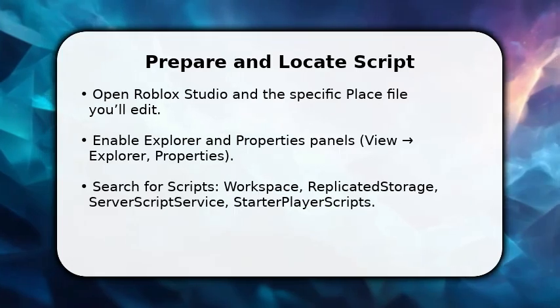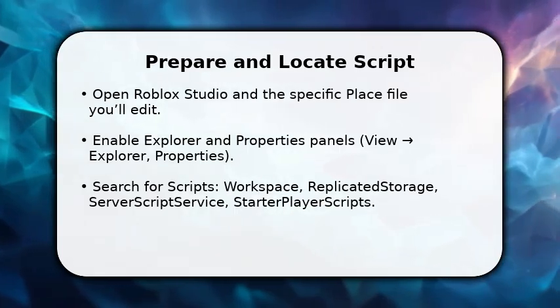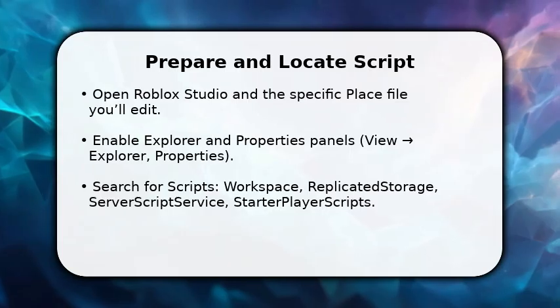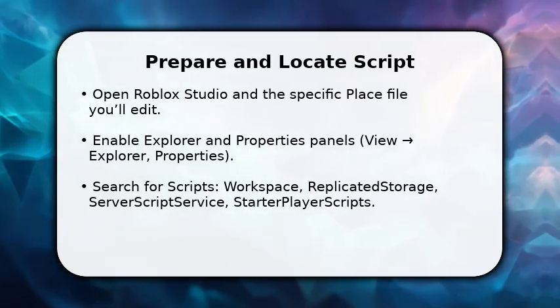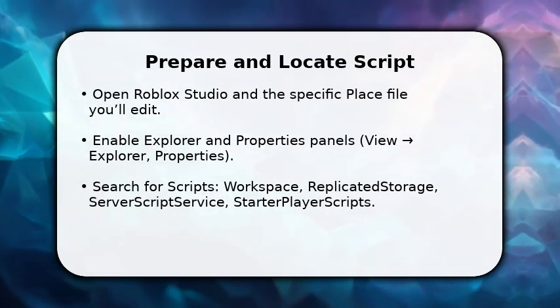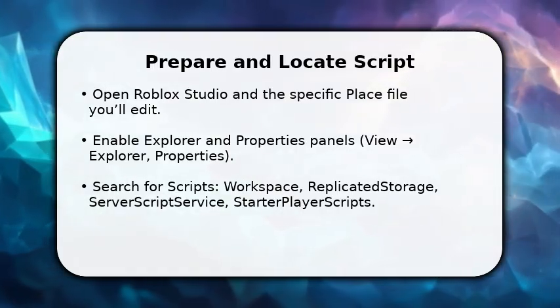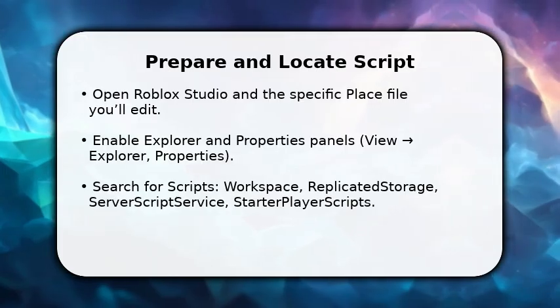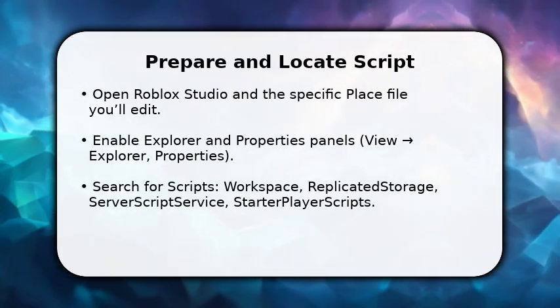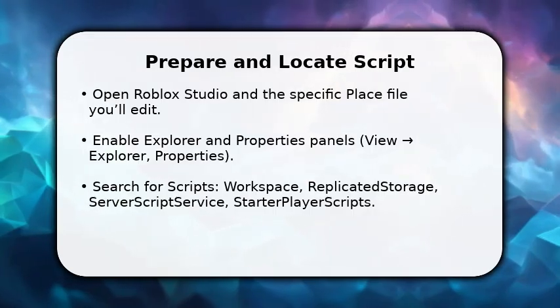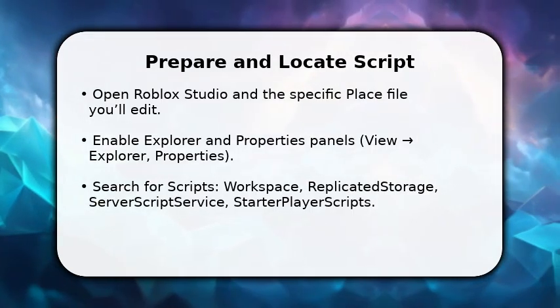Enjoy the video. You start by opening the place in Roblox Studio and enabling Explorer and Properties so you can see everything. Once done, search Common Containers, Workspace, Server Script Service, Replicated Storage, Starter Player Scripts, and Starter GUI. Make sure to filter by script, local script, and module script types. This prevents missing hidden code. If the project uses folders, expand them fully.